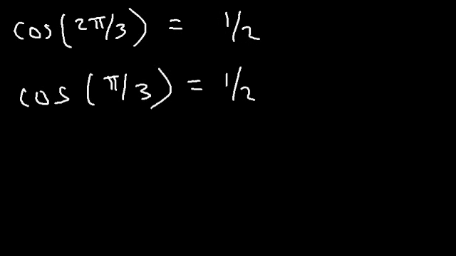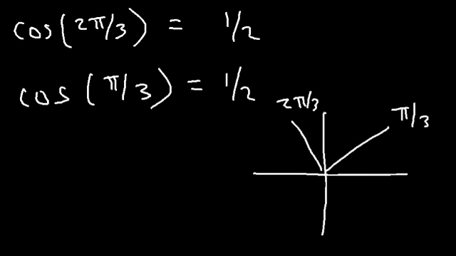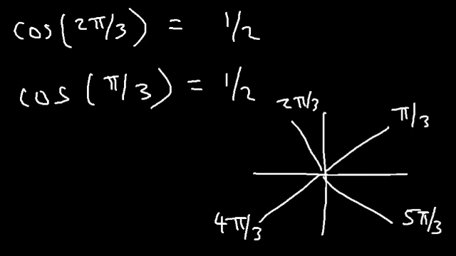Now we just got to find out, is it positive or negative? 1 pi over 3 is 60 degrees. That's in quadrant 1. 2 pi over 3 is 120 degrees. That's in quadrant 2. 4 pi over 3 is 240. That's in quadrant 3. 5 pi over 3 is in quadrant 4. It's 300. So we know that cosine is negative because x is negative in quadrant 2. So this is negative 1/2.